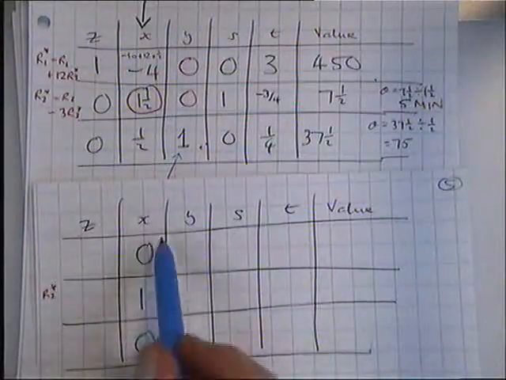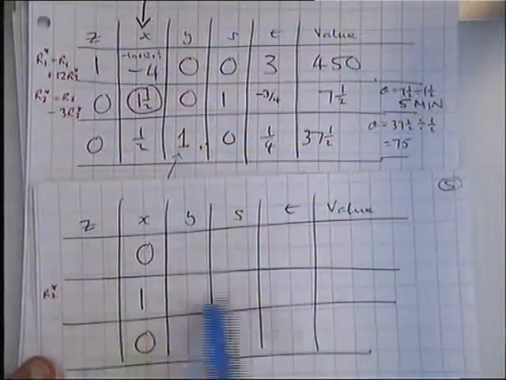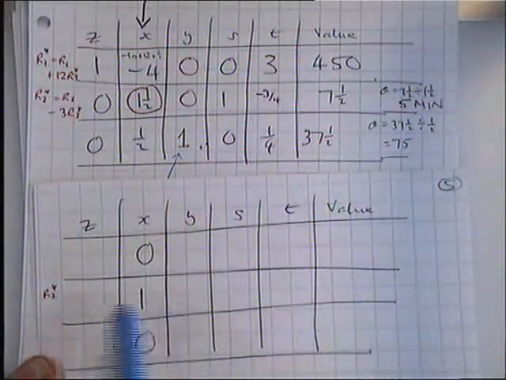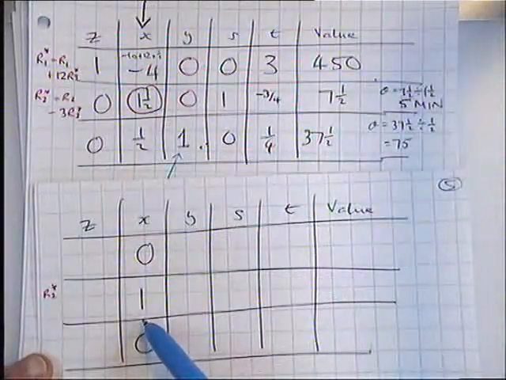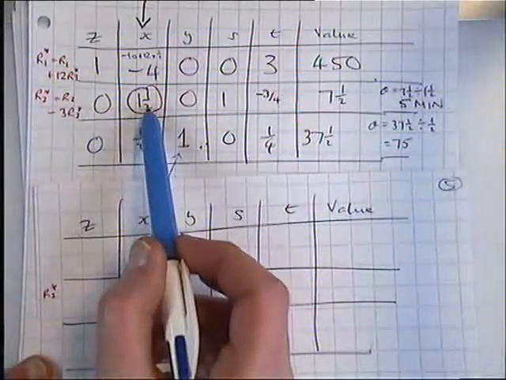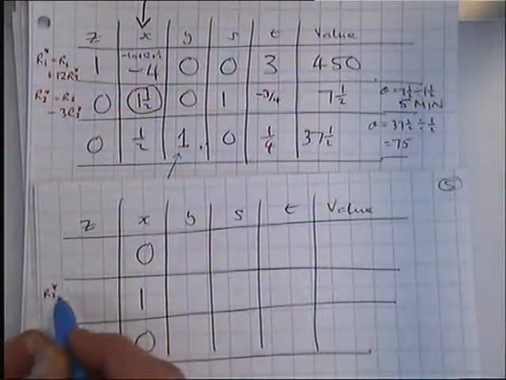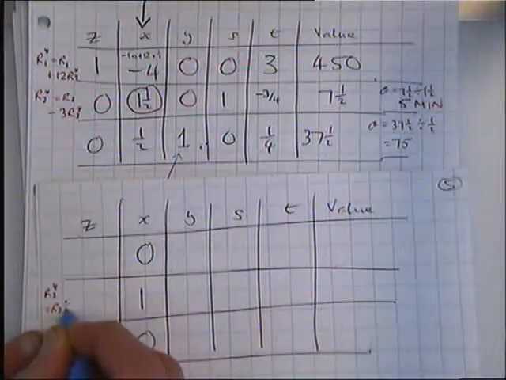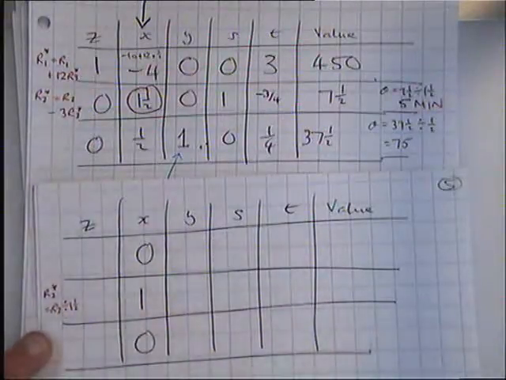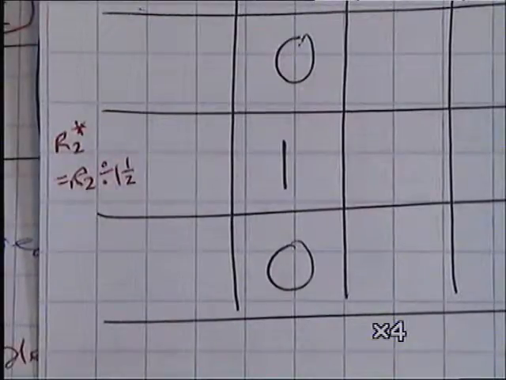My pivot here is my pivotal column. It made this 1 here. I've got to work out my new row 2. It was a 1.5. It's now a 1. What did I divide 1.5 by to make it into 1? 1.5. So my new row 2 is equal to my old row 2 divided by 1.5. My new row 2 is my old row 2 divided by 1.5.